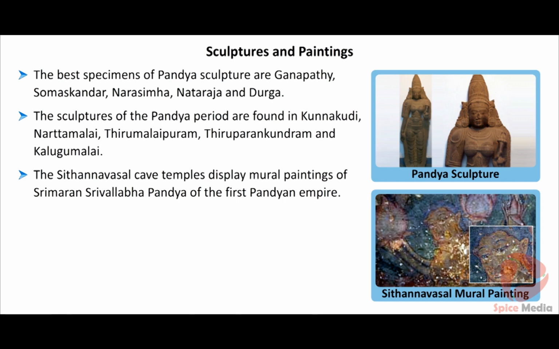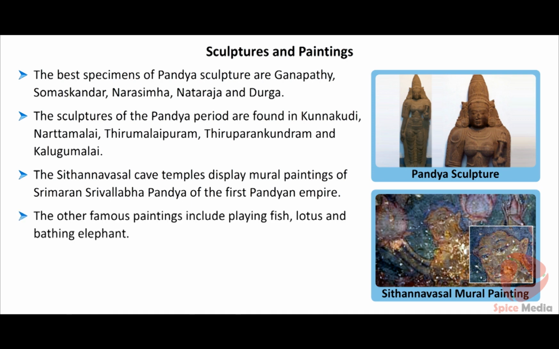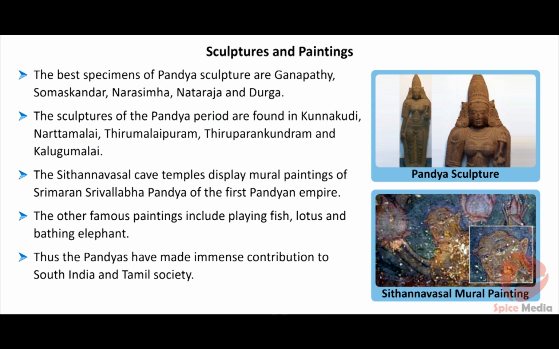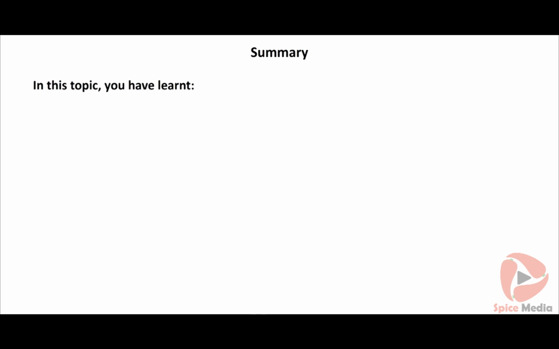The Pandya sculptures are noted for their beauty and ornamentation. The best specimens of this period are Ganapati, Somaskandar, Narasimha, Nataraja and Durga. The sculptures of the Pandya period are found in Kunnakudi, Nartamalai, Tirumalaipuram, Tiruparankundram and Kalugumalai.